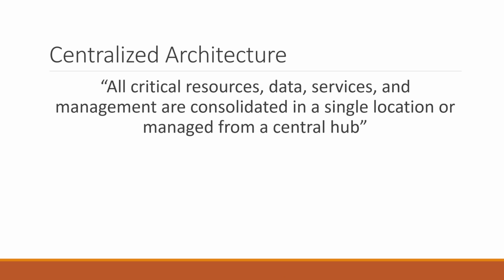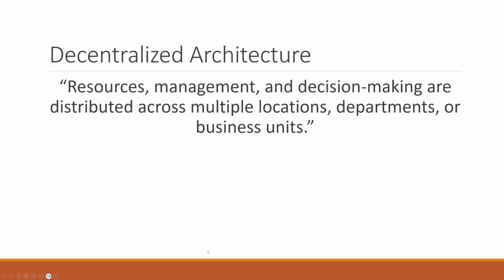Now, when we're dealing with the next side, we've got a couple smaller pieces we need to know. There's going to be a centralized and decentralized architecture. Centralized architecture means that everything is consolidated into a single location or even managed from a single hub. When we're dealing with decentralized, though, there could be multiple locations. Depending on the size of your organization, sometimes you might be centralized, sometimes you might be decentralized.